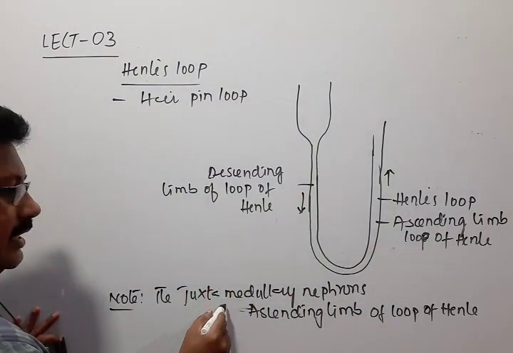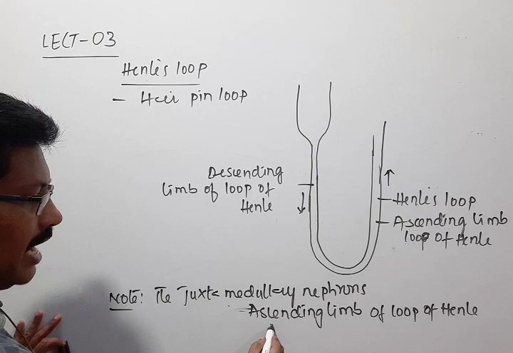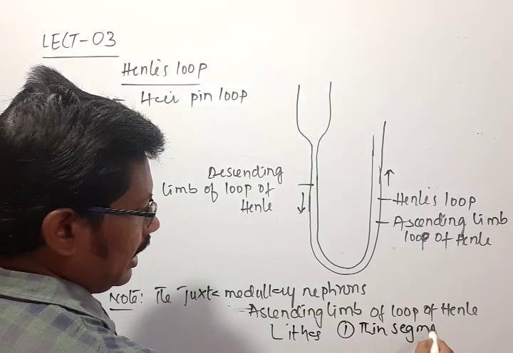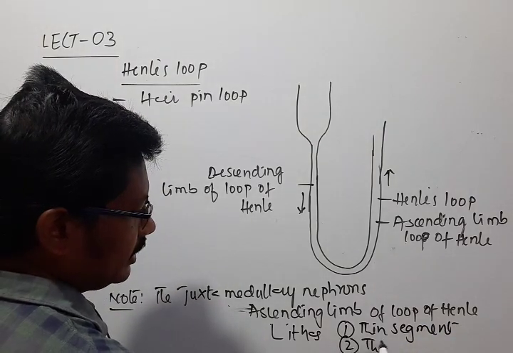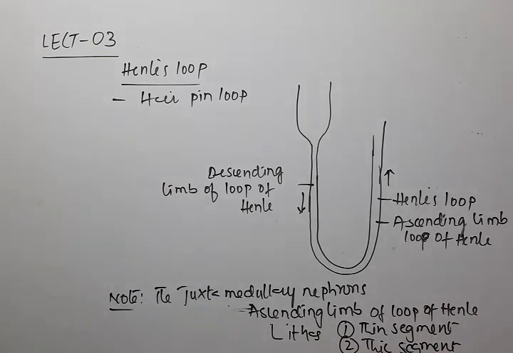Coming to the juxtamedullary nephrons, the ascending limb of loop of Henle has one thin segment and also a thick segment. If you see the diagram on page number 295 in your textbook, it shows both the thin and thick segments for the nephron. It means it is the juxtamedullary nephron that is shown.